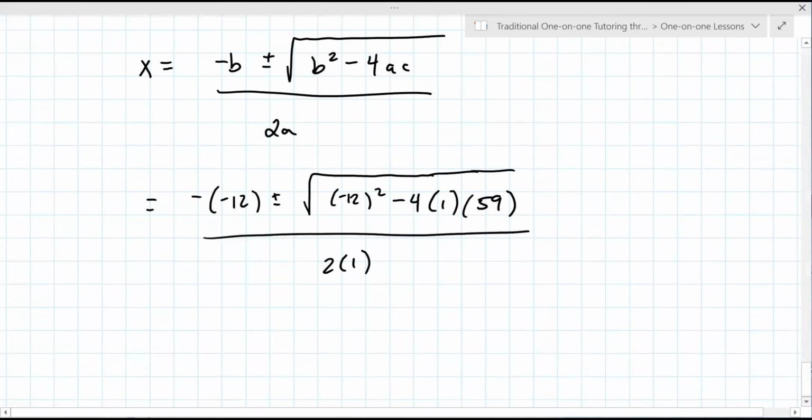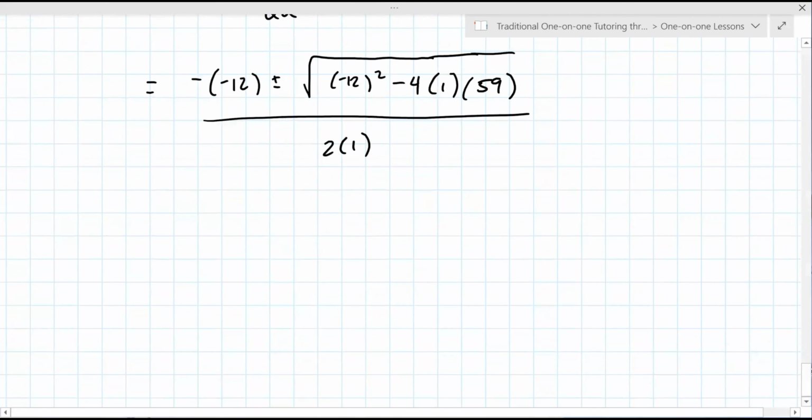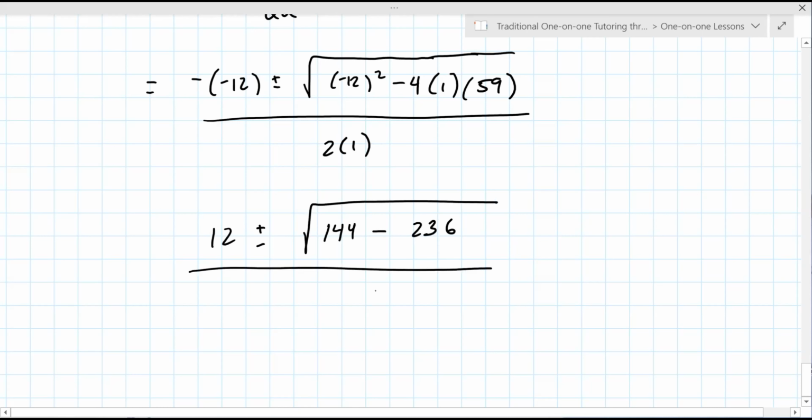Wow, that's a lot to work through. Yes. Now I don't like when students use calculators, but I understand if you want to use one. What you want to use it for is what's inside here. That's 144 minus 4 times 59. If you're uncomfortable with that, grab a calculator. We want to get the right answer. It's 12 plus or minus the square root of 144 minus 236, over 2.